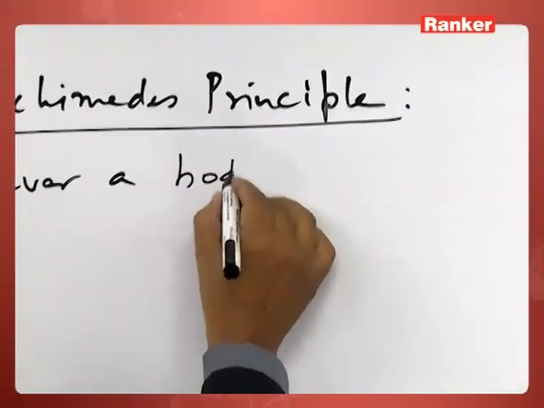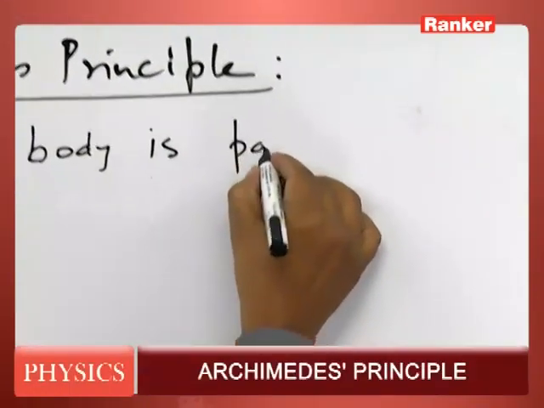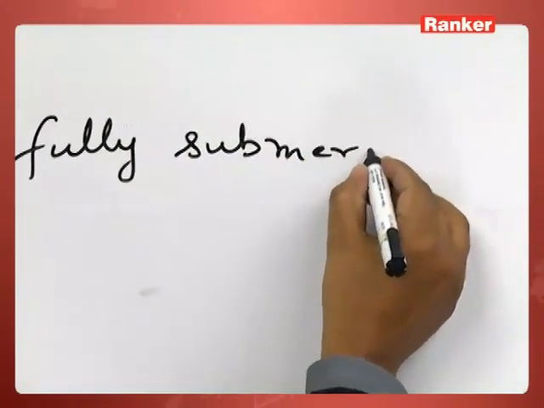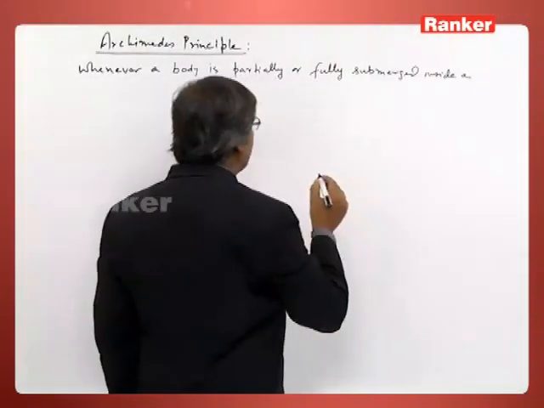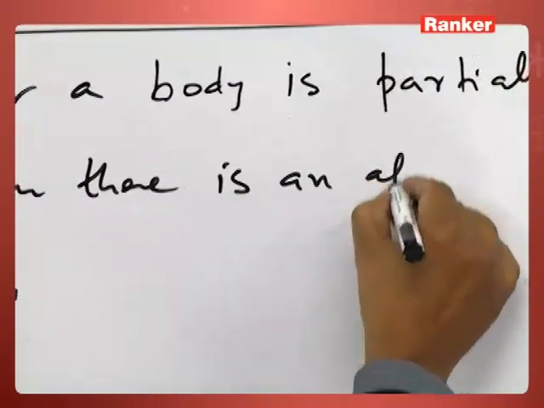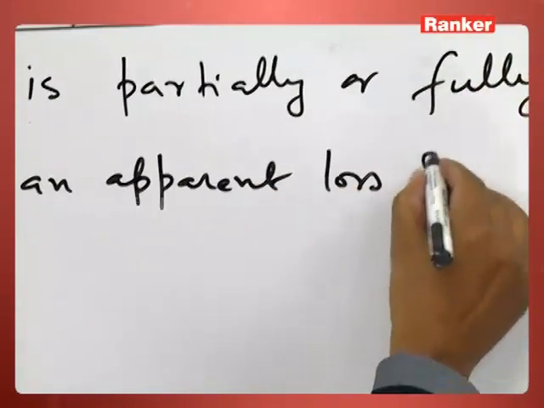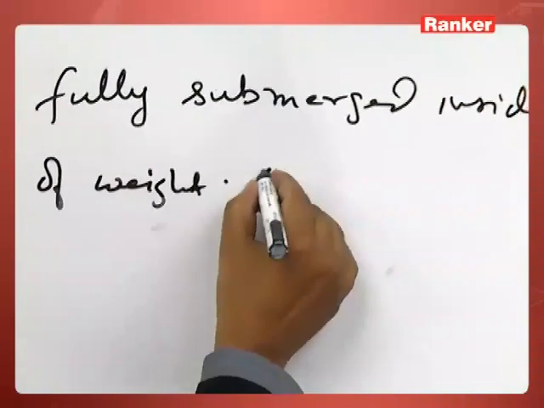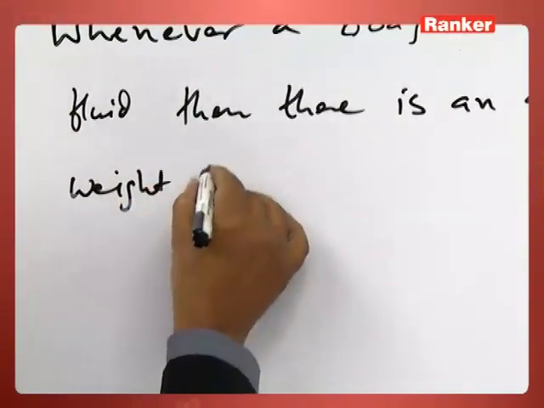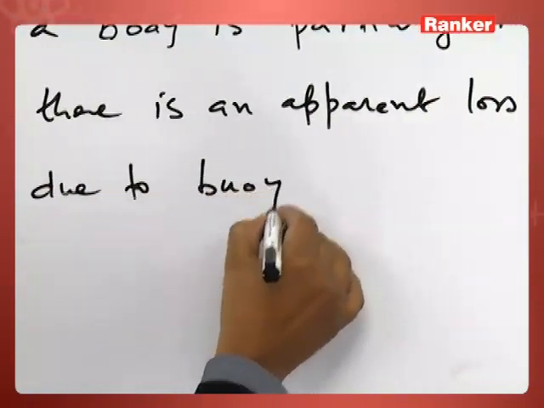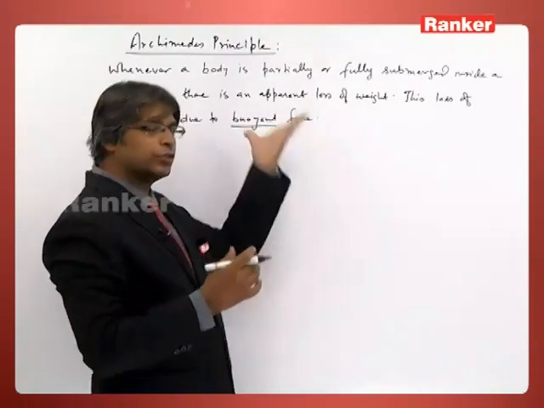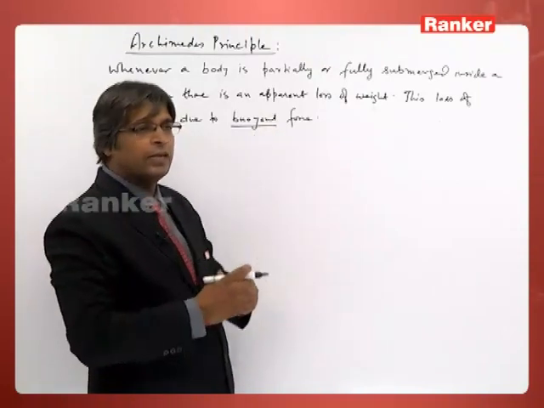So whenever a solid body is partially or fully submerged inside a fluid, then there is an apparent loss of weight. This loss of weight is due to buoyant force. So buoyant force tries to move the body up, it acts upward, and so there is an apparent loss of weight.